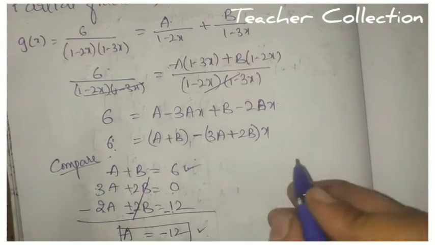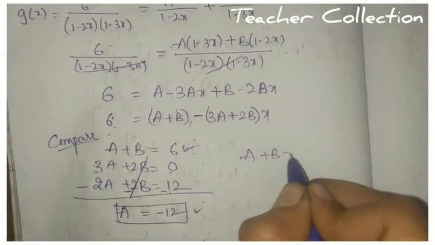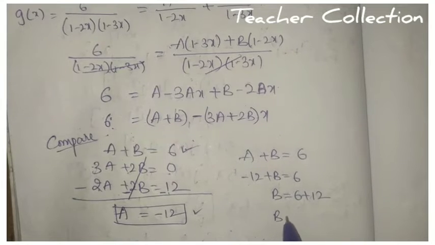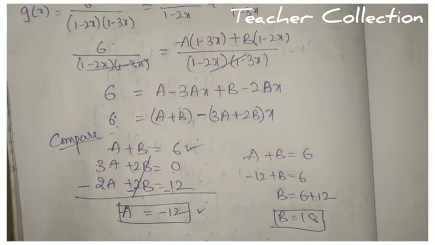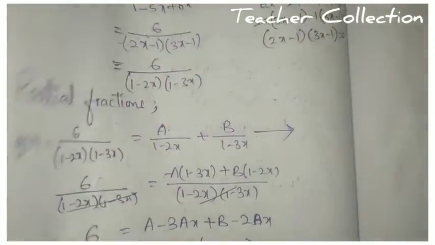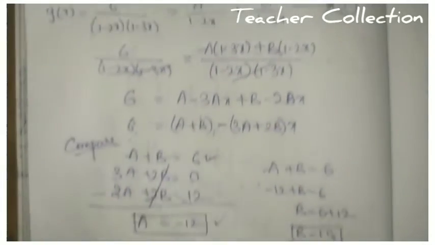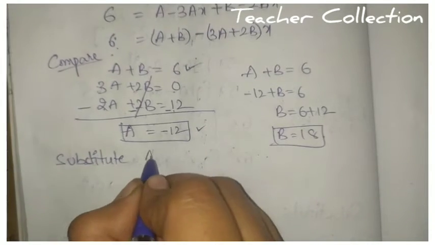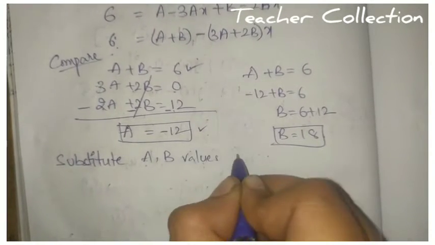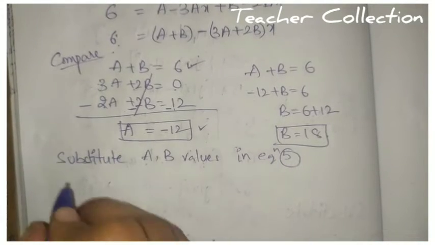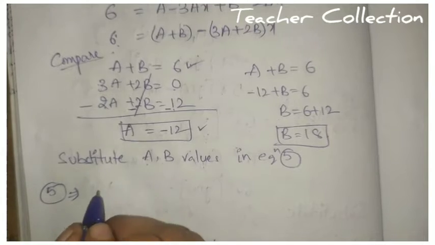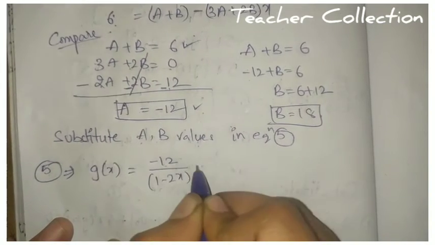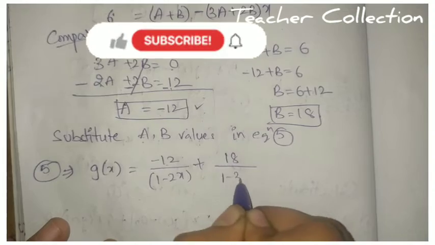So now substitute a value in this, so we'll get a plus b is equal to 6, minus 12 plus b is equal to 6. b is equal to 6 plus 12, that is b is equal to 18. Okay, b is equal to 18. This is equation number 5. Now substitute a, b values in equation 5. Then we'll get g of x is equal to a, minus 12 by 1 minus 2x plus b value is 18 by 1 minus 3x.